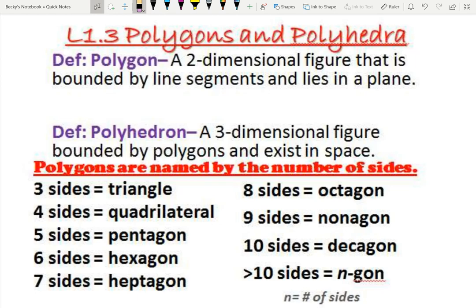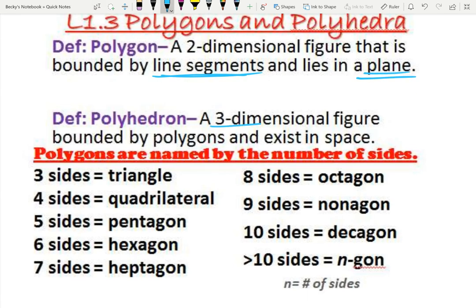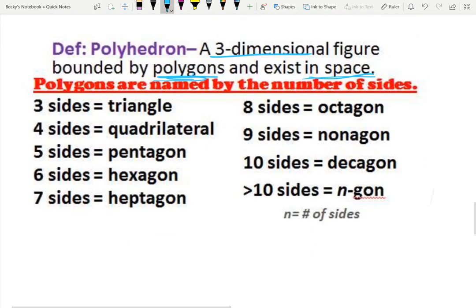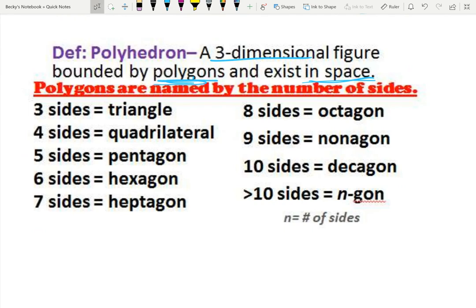Okay, polygons and polyhedra. Again, write down your definition. A polygon is a 2-dimensional figure and it's bounded by line segments. I believe that's a question later. And it lies in a plane. A polyhedron is 3-dimensional and it's bounded by polygons. Again, you're going to have to know that later. And it's in space. So you're going to have to know the names of your polygons up to 10.